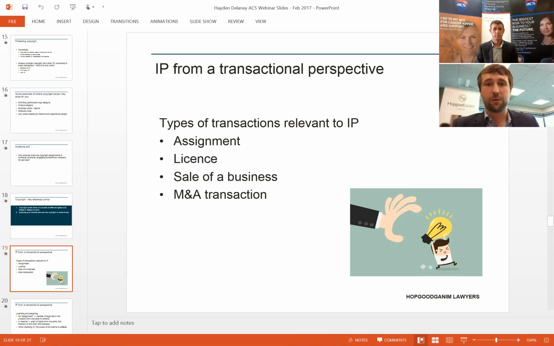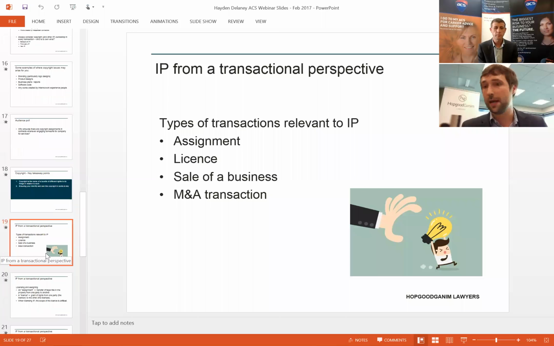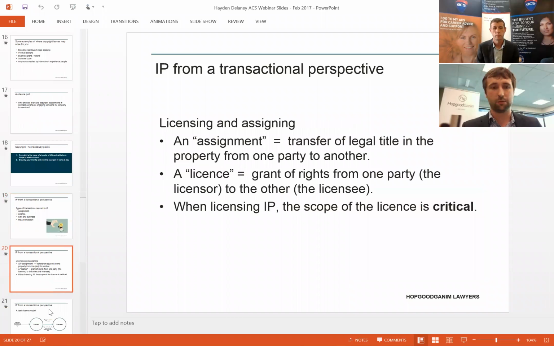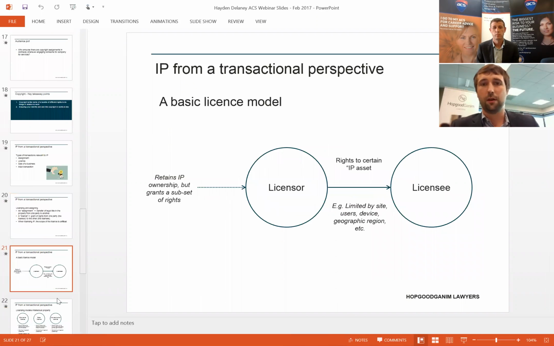The other areas where IP is relevant, of course, are when you're going to buy or sell a business, or an M&A transaction is taking place. I've already spoken about the difference between licensing and assignment, and they're on the slide too. But when you're talking about licensing IP, because you're still retaining certain rights and granting rights to someone else, what's key is the scope of the license. That's what's really crucial.